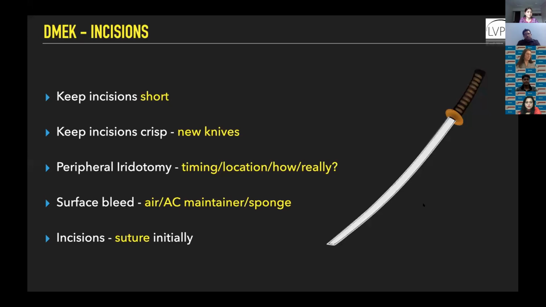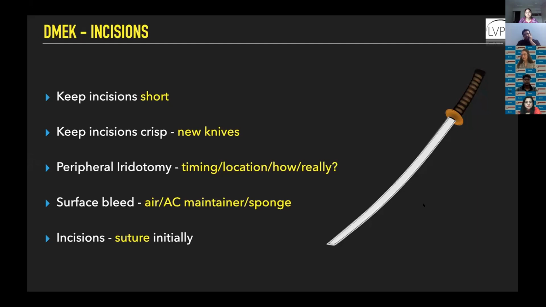So to summarize what we spoke about, it's important to keep incisions short. Also make sure that your incisions are crisp and use new blades or knives for your incisions, because if your incision tends to gape, then you will have a leak of air from your incisions, and then you'll have trouble forming your anterior chamber.